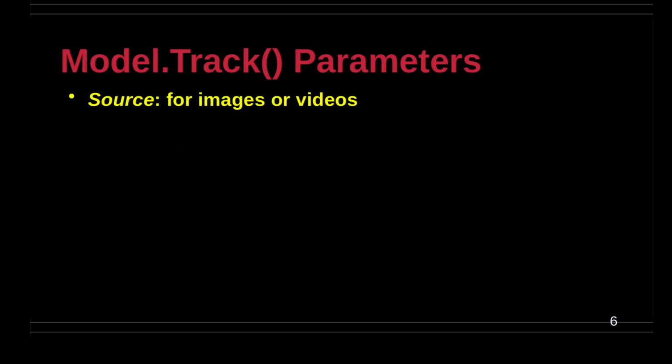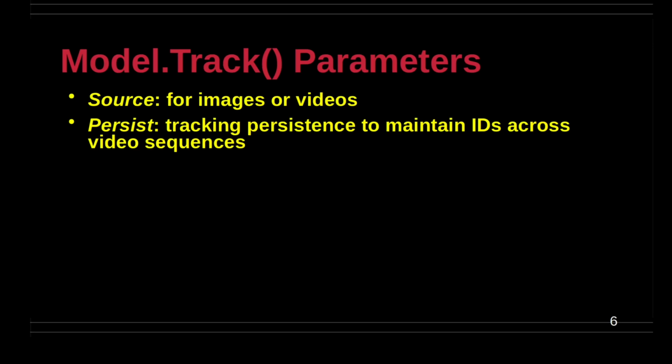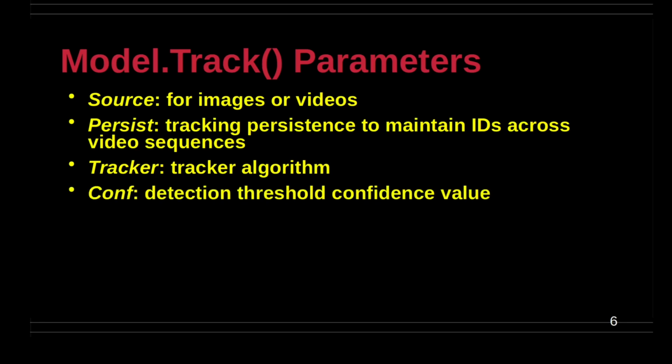The model track parameters control how the model performs object tracking in videos or image sequences. Source specifies the source directory for images or videos. It supports file paths and URLs. Persist enables persistent tracking of objects between frames, maintaining IDs across video sequences. Tracker, which is a string, specifies the tracking algorithm to use.